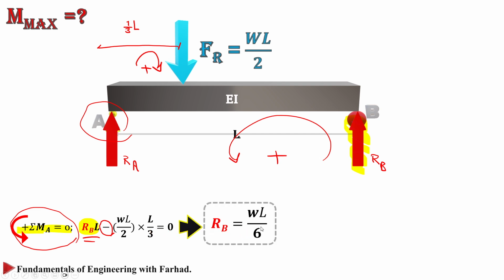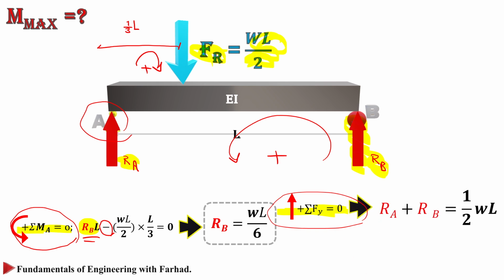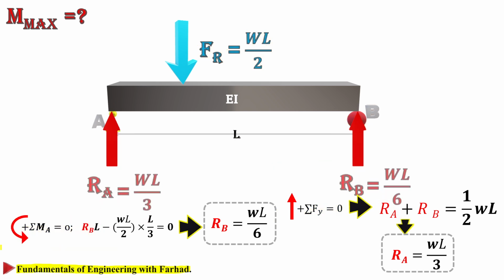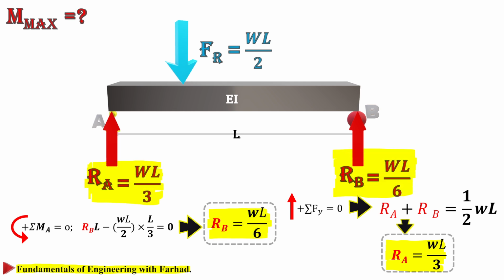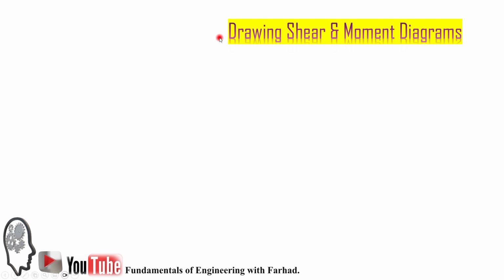It simply says RB is equal to 1/6 of WL. And the summation of forces in the Y direction goes 0. It just says these two supports should cancel out the resultant of half of WL. So the summation of RA and RB is equal to half of WL. If you have one of them, we can easily calculate the other one. So RA is equal to 1/3 of WL and RB is equal to 1/6 of WL. As soon as we have the reactions, we can jump to drawing the shear and moment diagram.